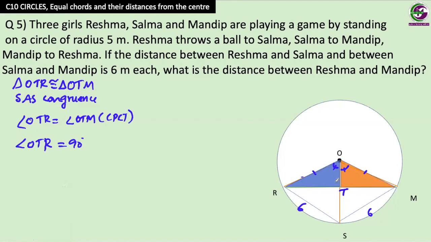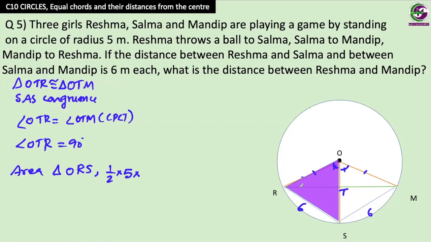Now we consider the triangle ORS. Area of triangle ORS can be taken in two ways. And you know, area of a triangle is half times base times height. Here the base is OS, which is the radius, which is 5 meters, times RT, we don't know, let us take it as X. So this is the area of ORS, keeping OS as the base.